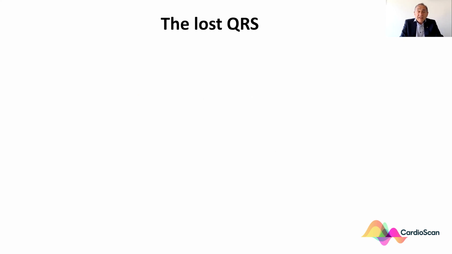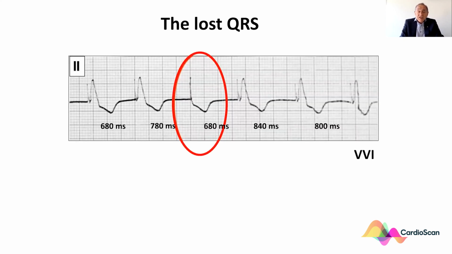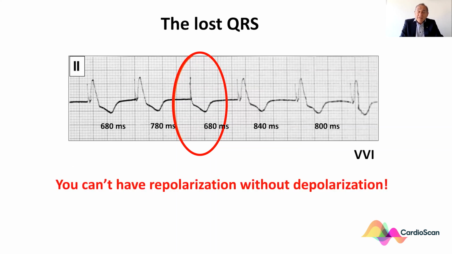The first is the lost QRS. Have a look at this ECG and you can see where there is no QRS with a pacing rhythm. This ECG was presented to me as high threshold exit block. However, you can't have repolarization without depolarization.